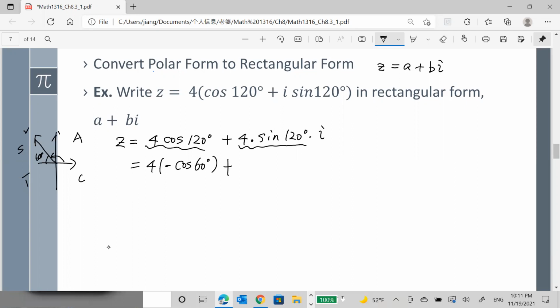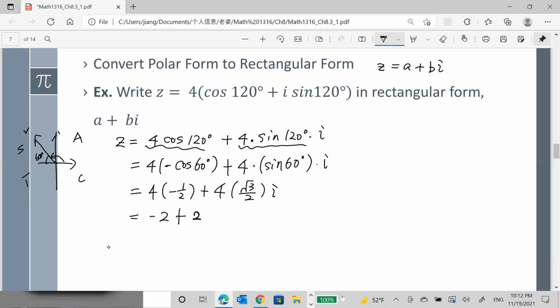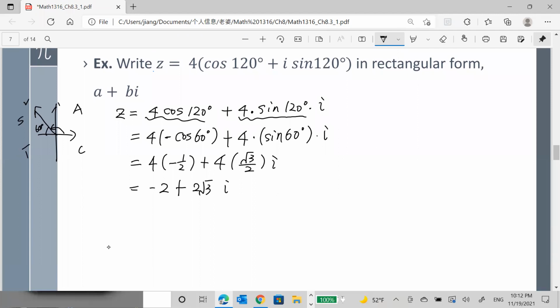So 4 times sine 120. In the second quadrant, sine is positive. So positive sine 60 degrees times i equals, so negative cosine 60 is negative 1/2. 4 times negative 1/2 plus 4 times square root of 3 over 2 i equals negative 2 plus 2 square root of 3 i. So a is negative 2, b is positive 2 square root of 3. This is a rectangular form.